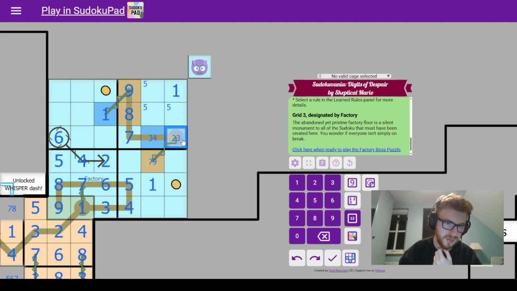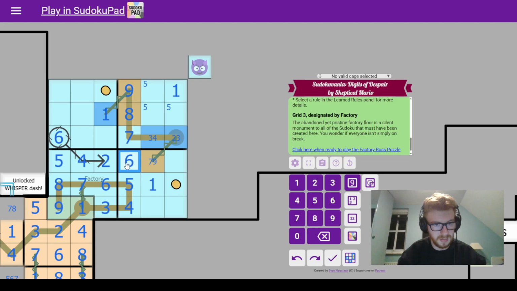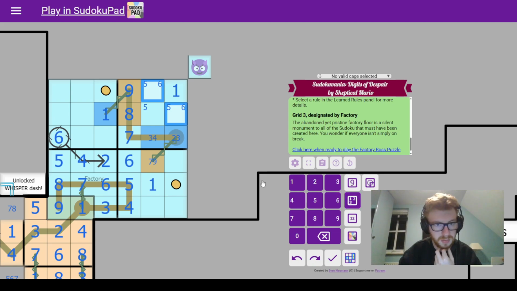If that's 7, that's a 2. If it's 9, it can be 3, and that can be 4. I think it's time for the boss puzzle in order to continue. 7, 8, 9. This sees 1, 2, not 3, 4, 5, 3 or 6. It sees a 3, so it's a 6. So 6 is in one of those.